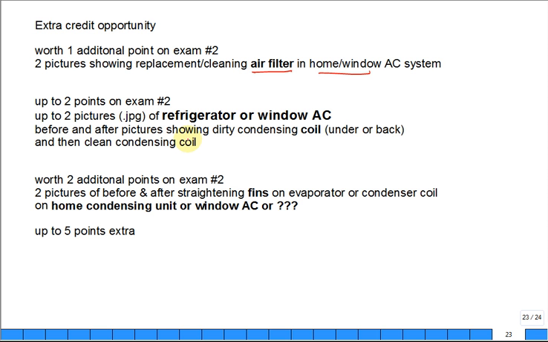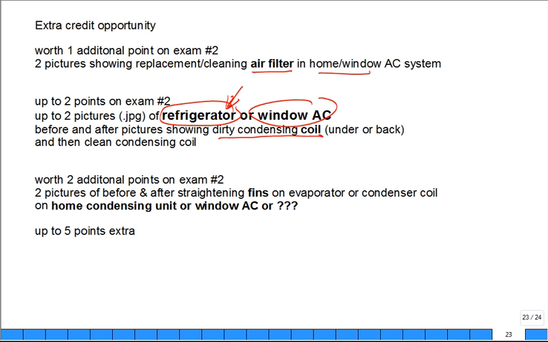Then if you have a dirty condenser coil on your refrigerator at your house or your friend's house, your mom's house, somebody's house, or maybe the window unit. I prefer the refrigerator. Go pull it away, pop the bottom, clean it out, vacuum, blow it off, dust it off, take some pictures, document it.